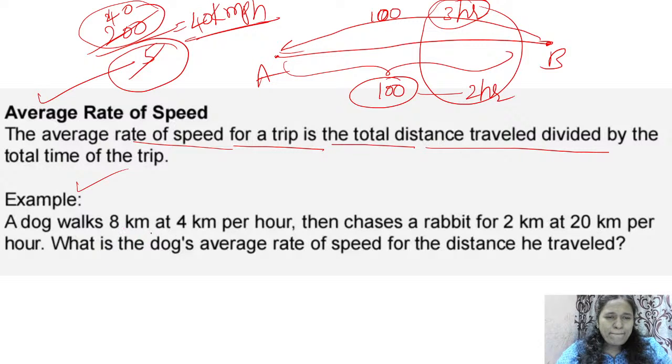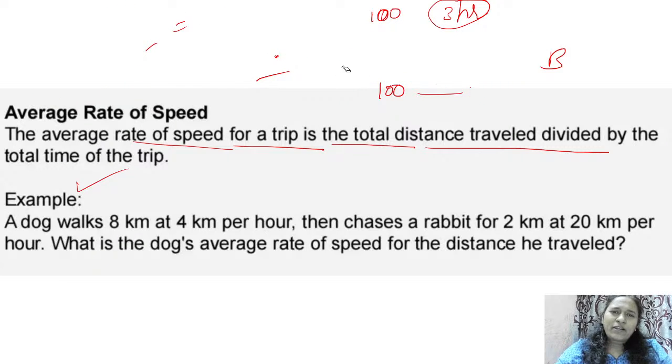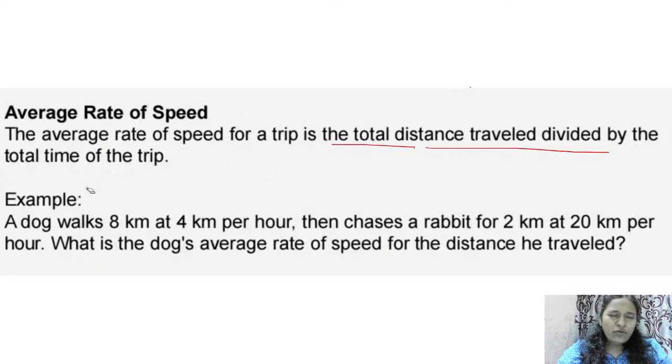Next, for example, here one question was given. We will solve it here. Please try to concentrate, because this type of question only comes in the UGC NET. If you clear your concept, then it is very easy to solve. Here a dog walks 8 kilometers at 4 kilometer per hour. The dog first walked 8 kilometers. What is the speed? 4 kilometer per hour.